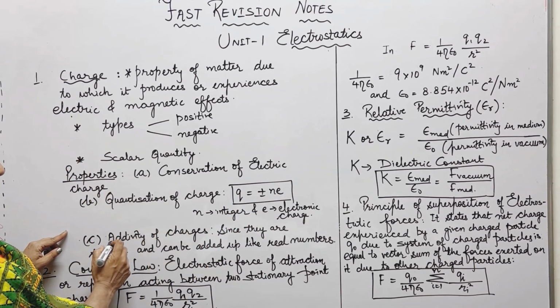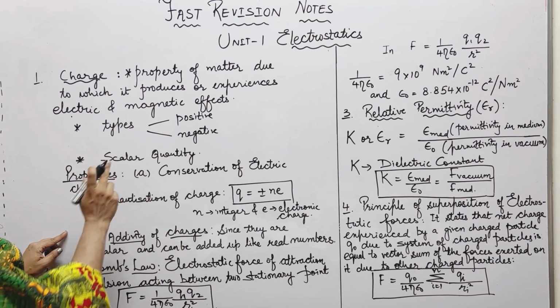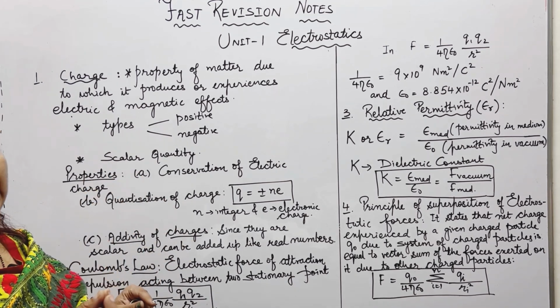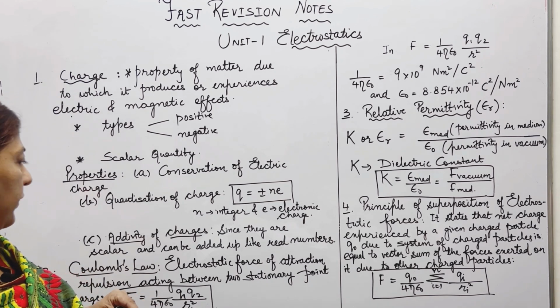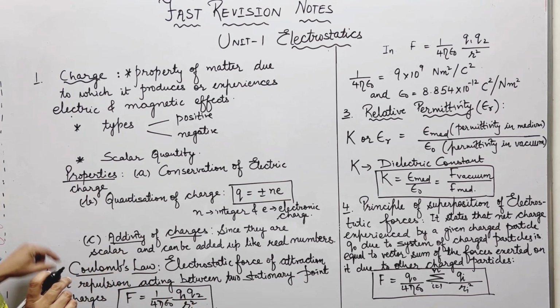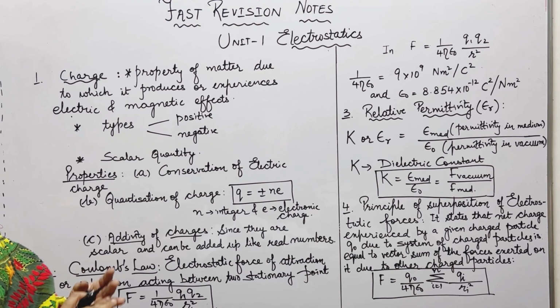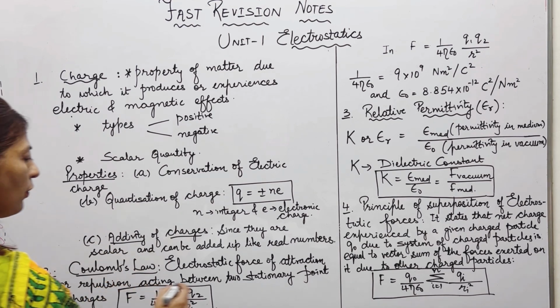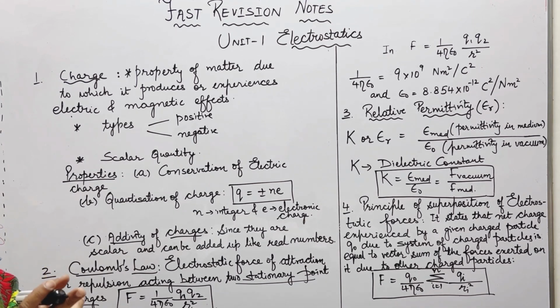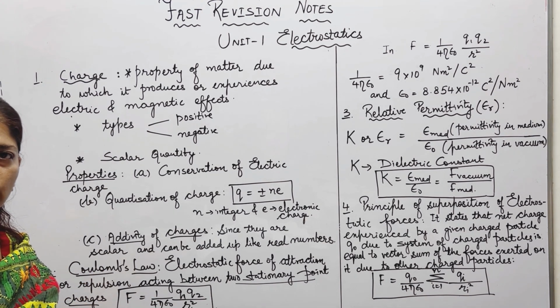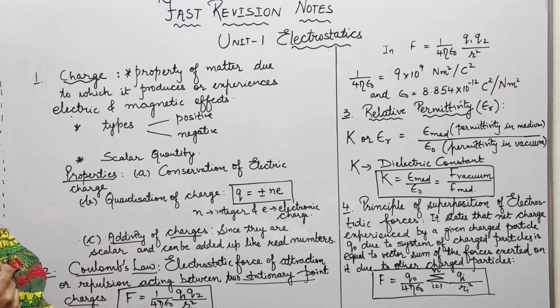Additivity of charges. Since these are scalar quantities, like numbers, you can add or subtract them. There is no need to apply the law of vector addition here. Next is Coulomb's law. According to it, the force acts on two stationary point charges. It can be attractive, it can be repulsive, and this force is directly proportional to the product of charges and inversely proportional to the square of distance between them.